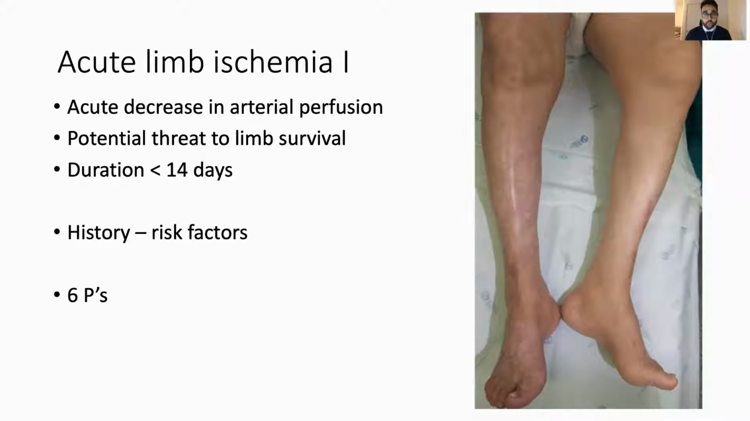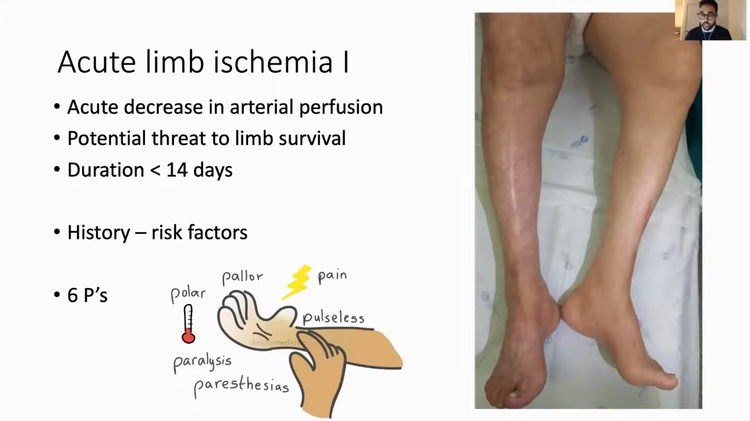In terms of your examination, all you really have to remember specifically for this is the 6 Ps. These are the 6 Ps of acute limb ischemia: pain, pallor, which is whitening of the skin, perishingly cold, which is when the limb goes cold, pulselessness, paralysis, and paresthesia. Paralysis is a very late sign and usually a pretty bad sign.